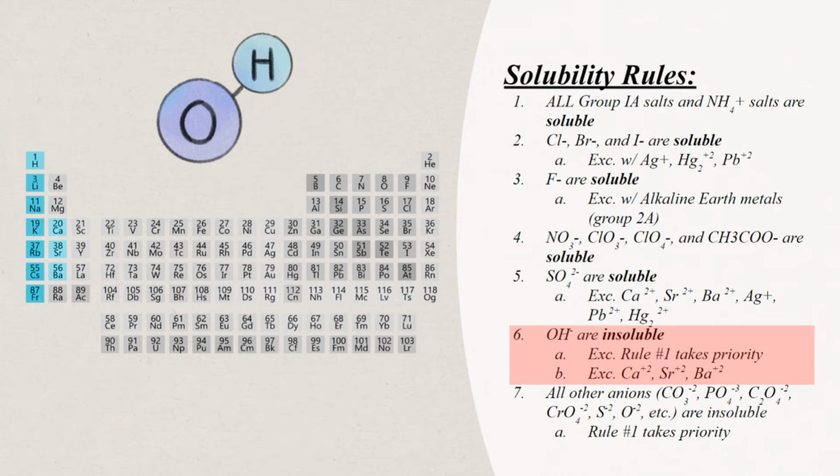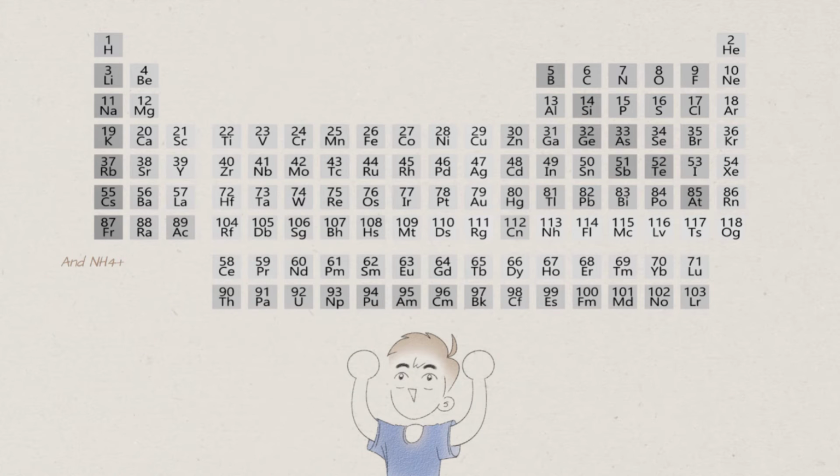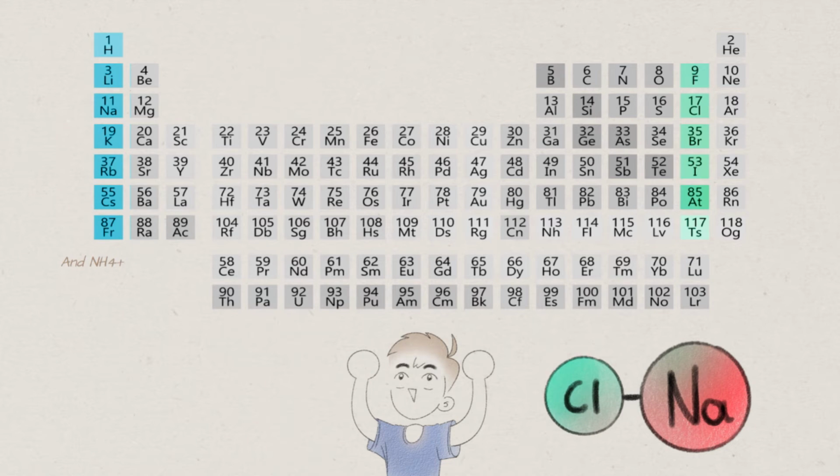Hydroxides will always be insoluble with the exception of rule number 1, which takes priority over this rule. Other exceptions are calcium, strontium, and barium. All other anions will be insoluble, but rule number 1 still takes priority. When you think of it, alkali metals and ammonium can only bond with one other ion with their 1+ charge. That guarantees a polar molecule, if you remember that polar molecules are asymmetrical.